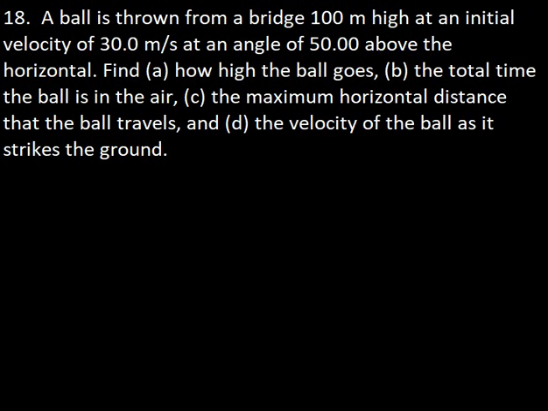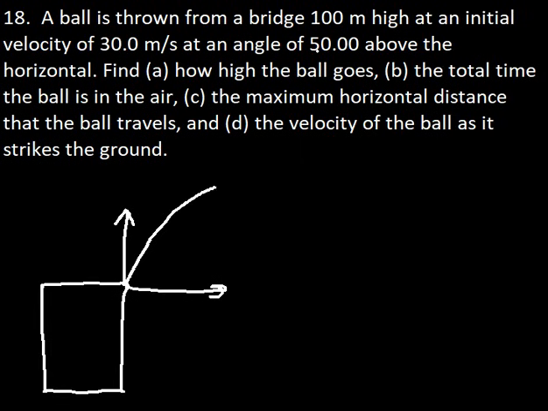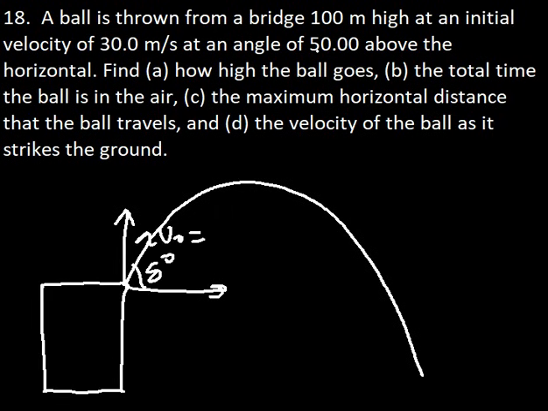Now let's say this is the question as well. The question says that a ball is thrown from a bridge 100 meters high at an initial velocity of that one, at an angle of that one above the horizon. Now we are talking about the same case whereby the ball is thrown at an angle to the ground. The angle theta is given as 50 degrees. The launch velocity is given as 30, and the height of the building is 100 meters.